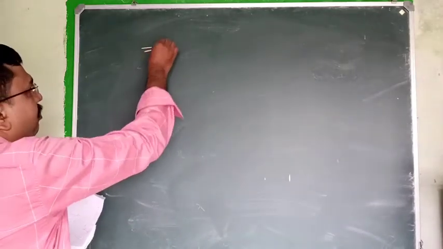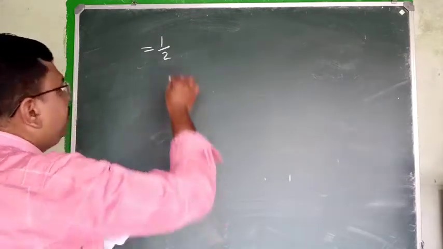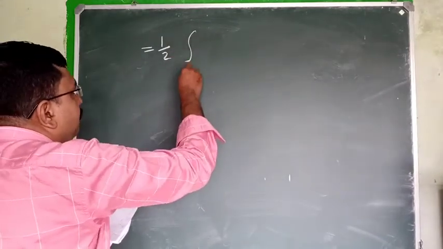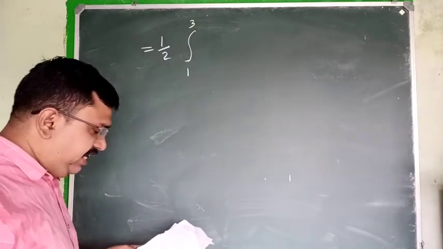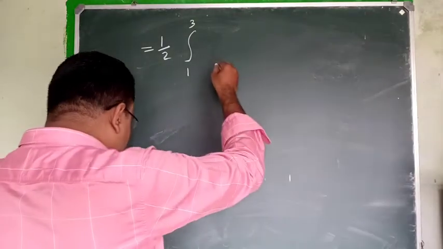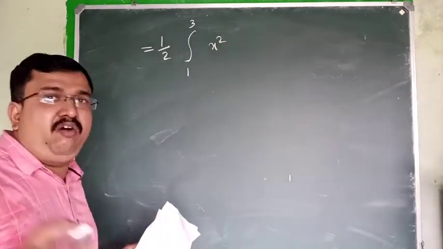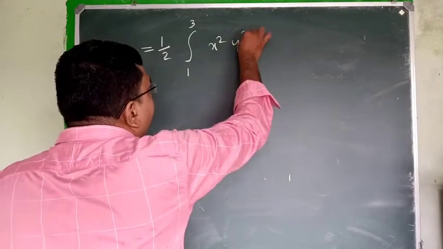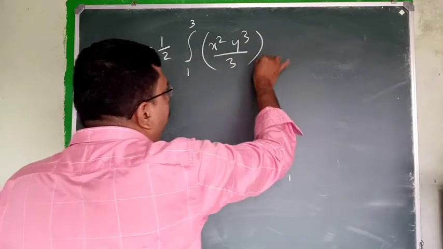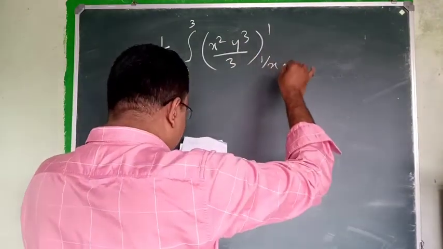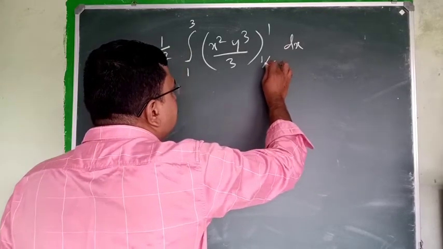That is, 1 by 2 can be taken outside. 1 by 2 into integral 1 to 3. Then we integrate with respect to y. Then it will become x square into the integral of y square, that is y cube by 3. Lower and upper limits are 1 by x and 1, dx. Here is 1 by x.